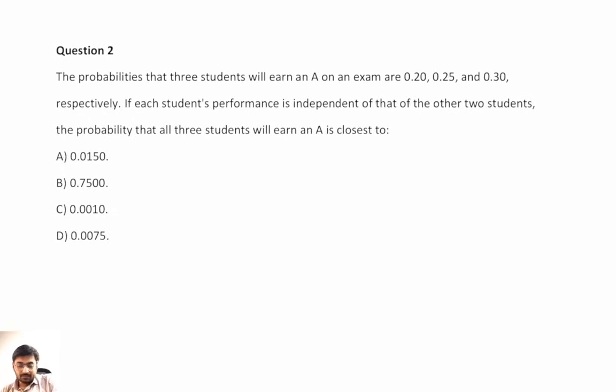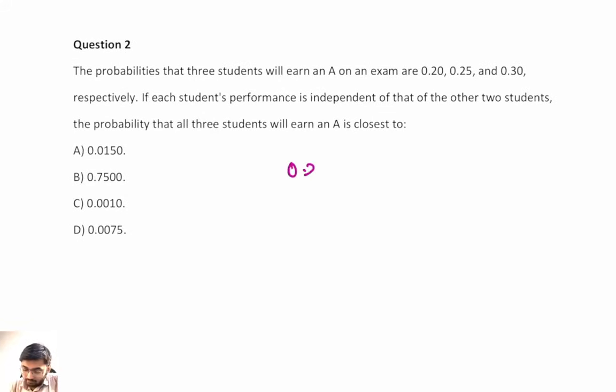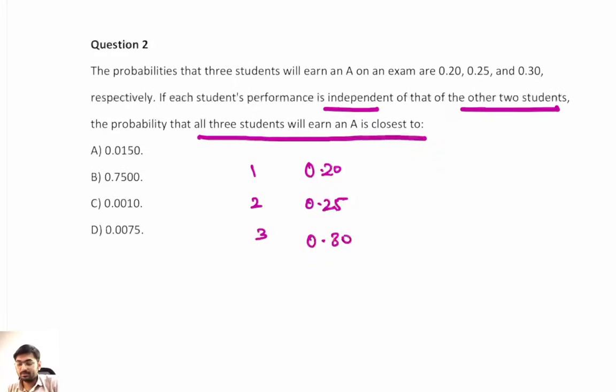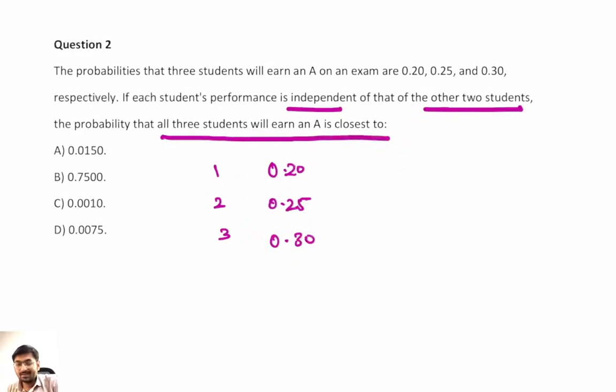The probability that three students will earn an A on an exam are 0.2, 0.25 and 0.30 respectively. This is the probability of three students: student number 1, student number 2 and student number 3. If each student's performance is independent of that of the other two students, the probability that all three will earn the A is closest to. Means it's like the grading of A.